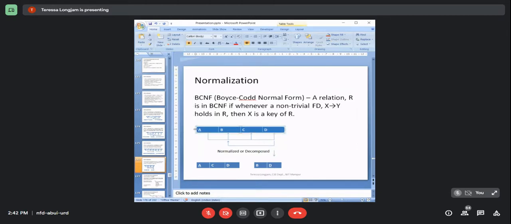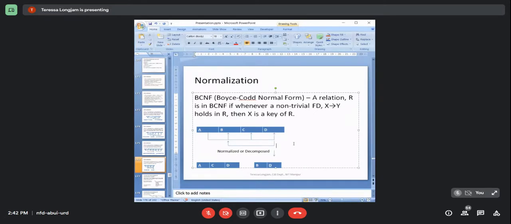Now here you can see A is the key. We have other non-prime attributes B, C, and D. So here you can see B, C, D is depending on the key A. But there is another functional dependency, that is B can be determined from D, means B is depending on D, and D is not the key, isn't it? So this property defined for BCNF is not satisfied because of the second functional dependency. Because of this second functional dependency, we are going to decompose it.